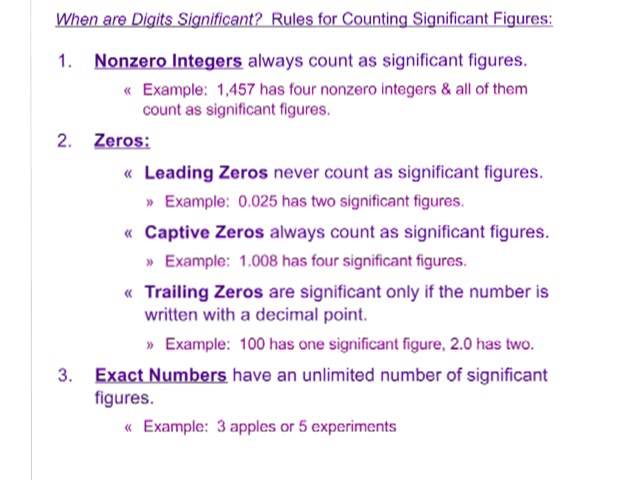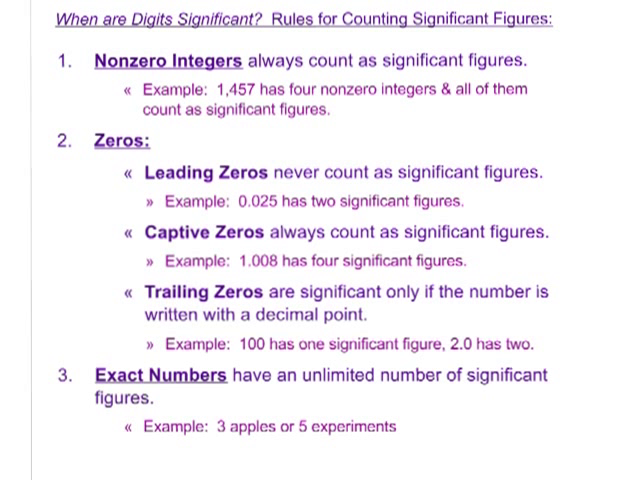1, non-zero integers. They always count as significant figures. So here's an example. Let's say we have this number. It has 4 non-zero integers, and all of them count as significant figures. So if you were asked how many significant figures is in 1,457, 4 significant figures. They are all non-zero integers, and each one counts as a significant figure.